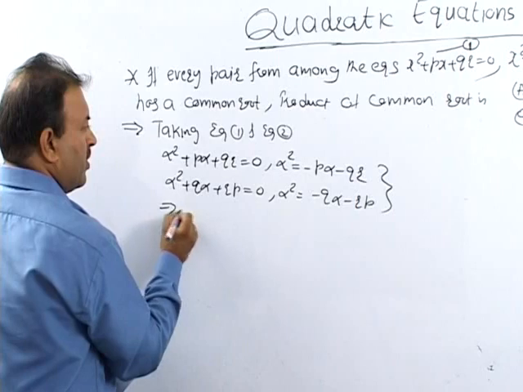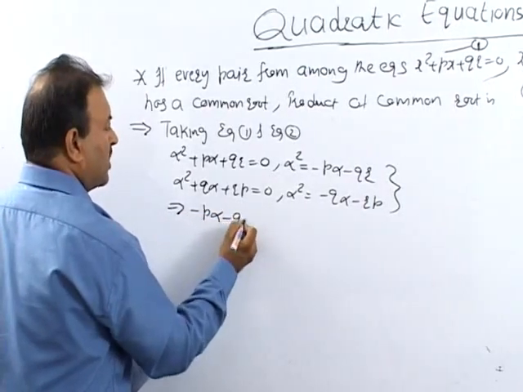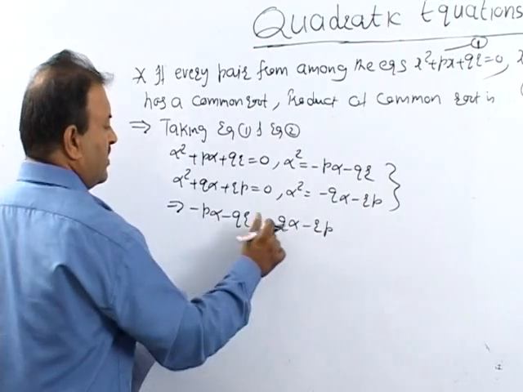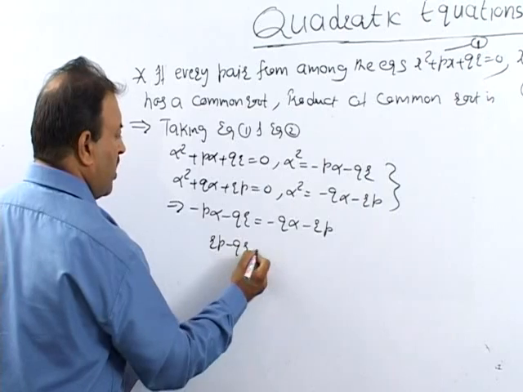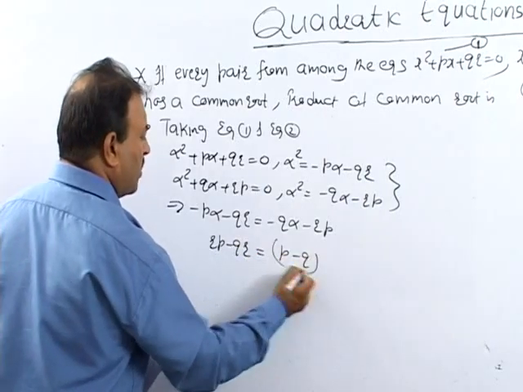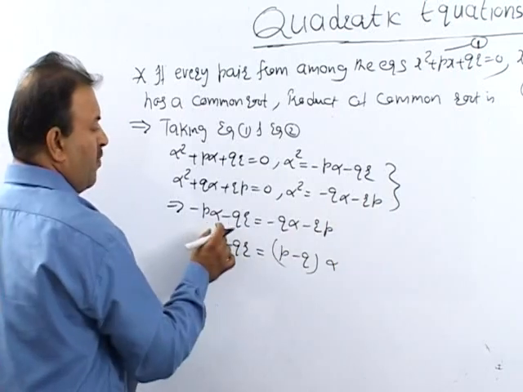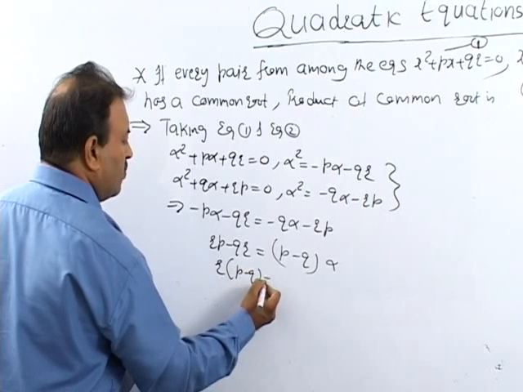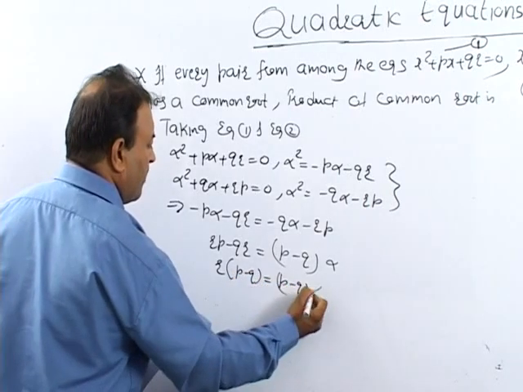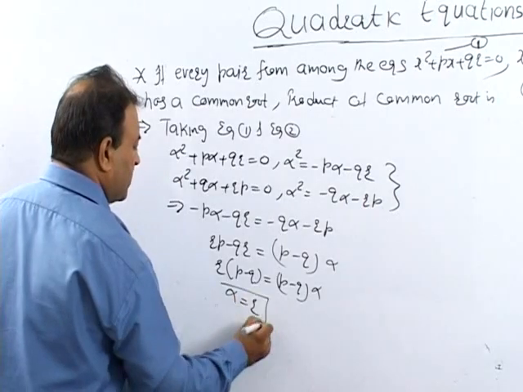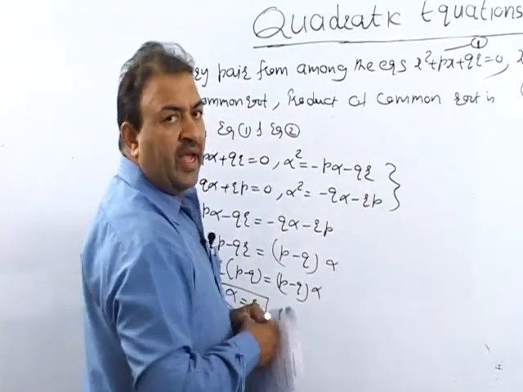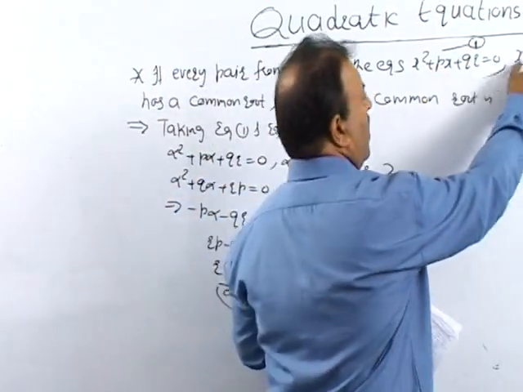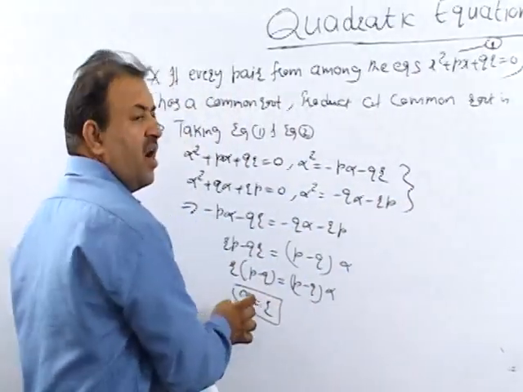I got minus p alpha minus qr is equal to minus q alpha minus rp. I can say this comes out to be rp minus qr, which is equal to p minus q into alpha. I bring this term over here and take the other term on the right hand side. Taking r common, I got r into p minus q is equal to p minus q into alpha, and alpha comes out to be r. So I conclude that the common root between equation number 1 and equation number 2 is r.